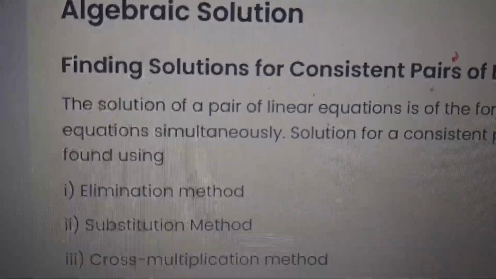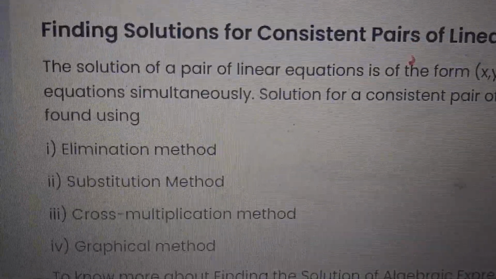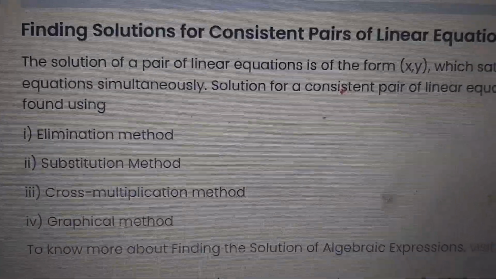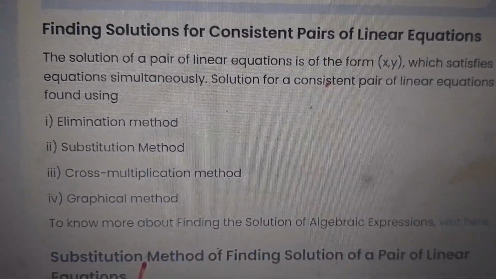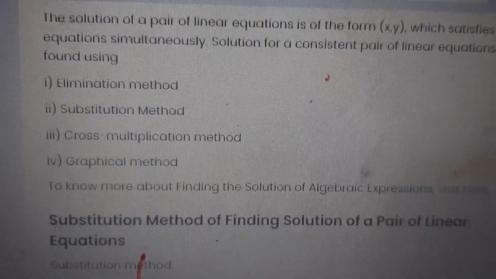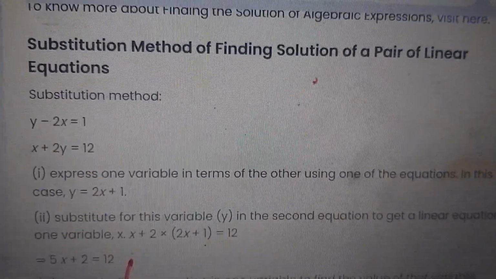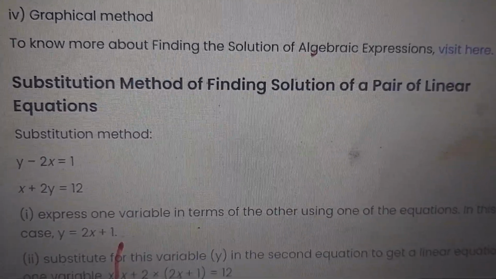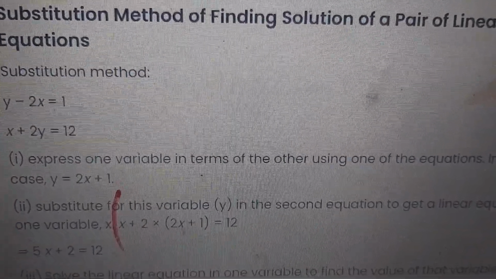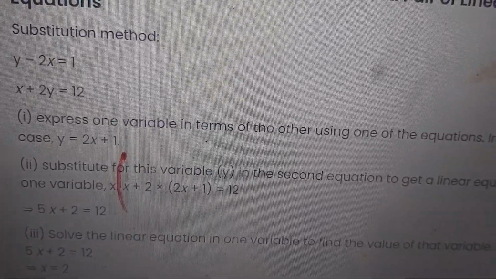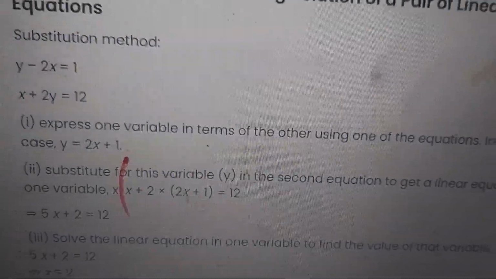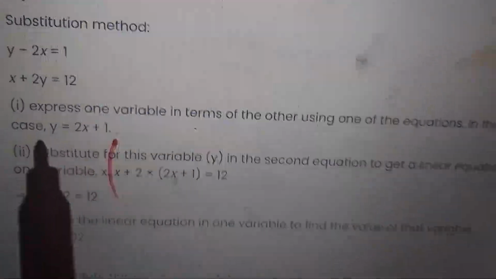Now I am explaining the next topic: finding the algebraic solution for a consistent pair of linear equations. For a consistent pair, we have four methods: the elimination method, the substitution method, cross multiplication, and the graphical method. Now see the substitution method. For example, I am taking y minus 2x equal to 1 and x plus 2y equal to 12.